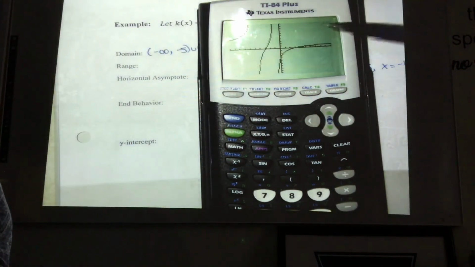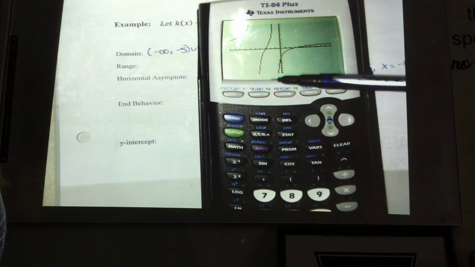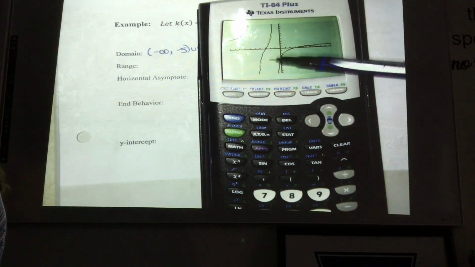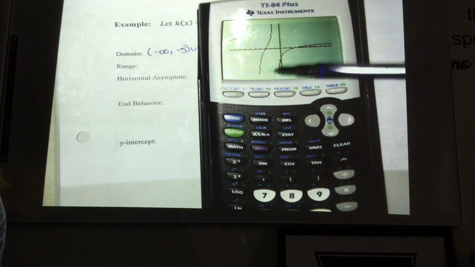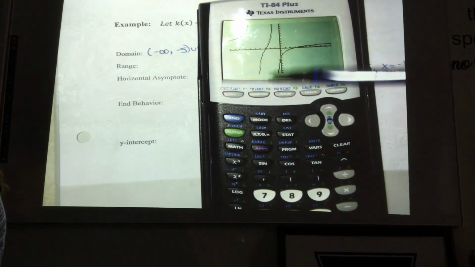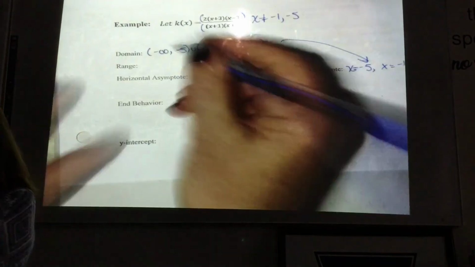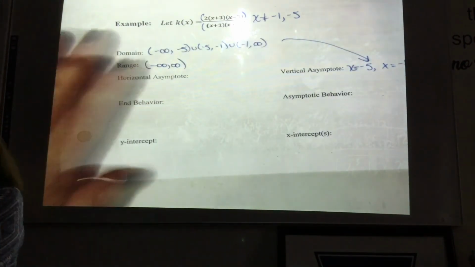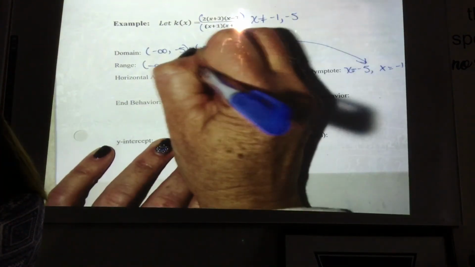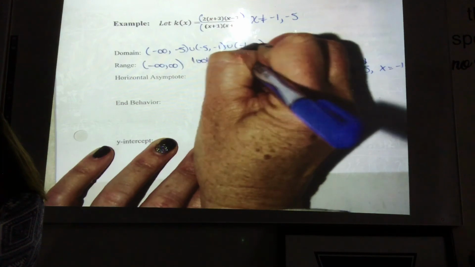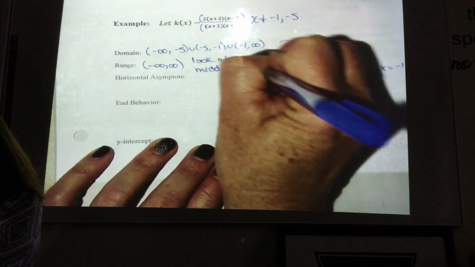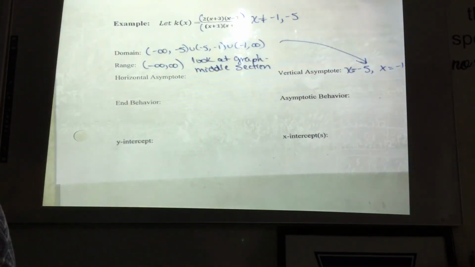If I have a middle piece in my graph, this is just something to tuck away in your little noggin. If I have a middle piece in my graph like this, I can utilize that middle piece for my range. So does it look like there's a break at all in this middle piece? No. So therefore, my range includes all real numbers because of the middle piece. Okay, it's the middle section of that graph.